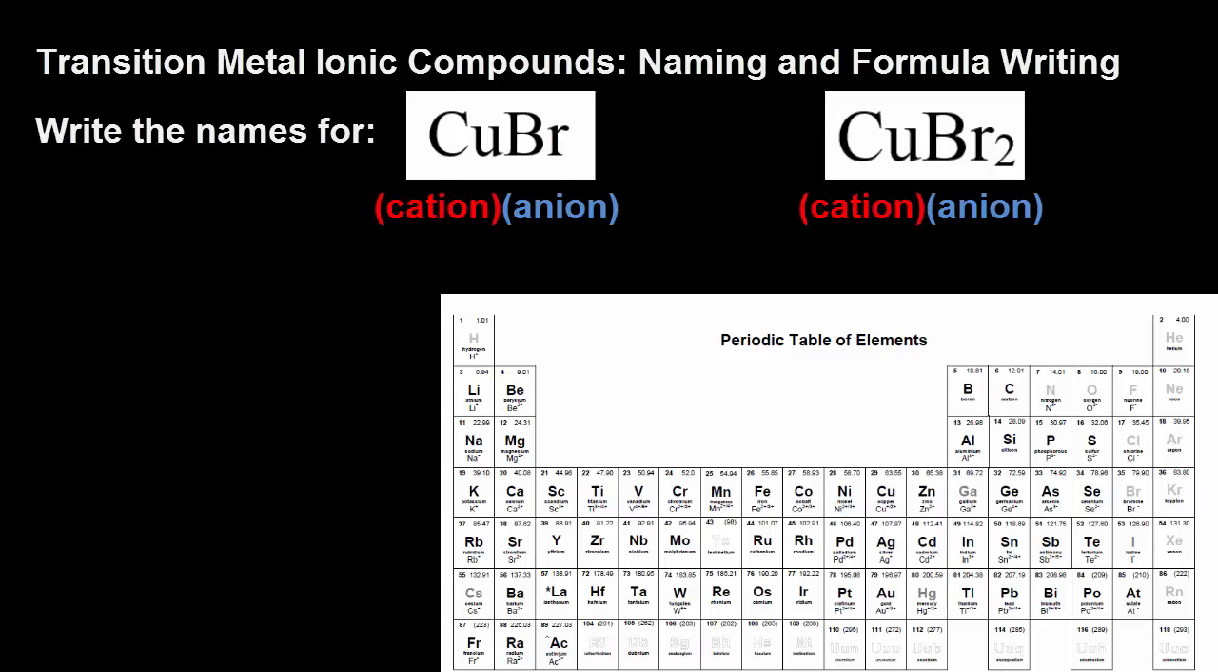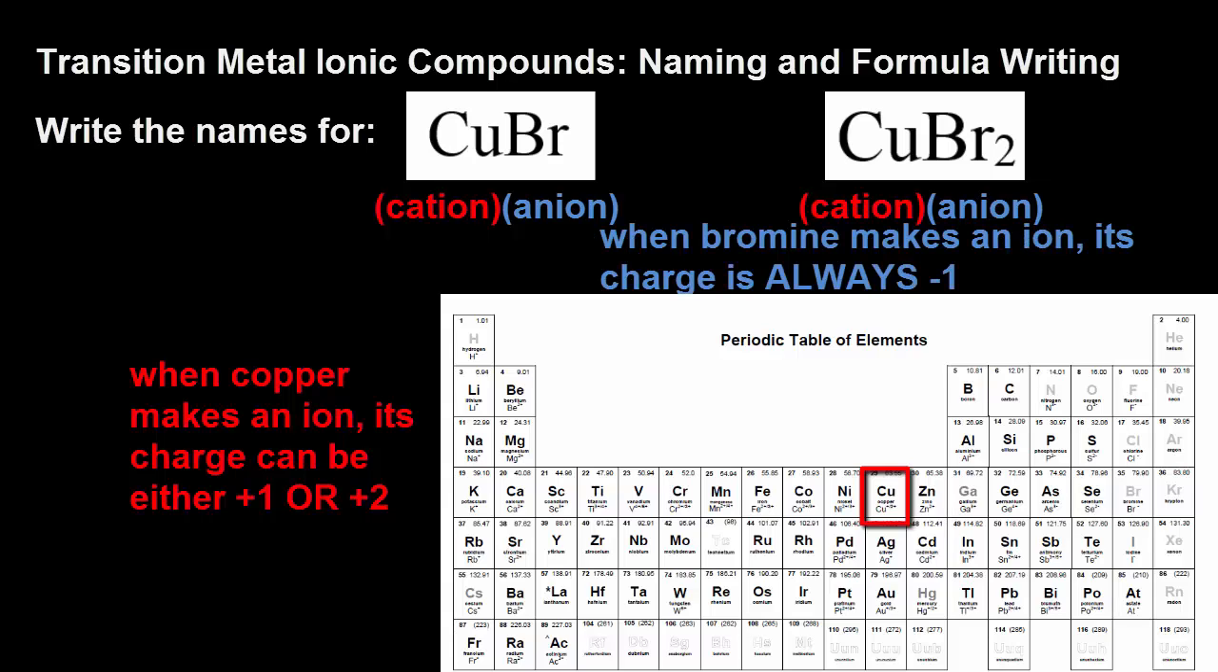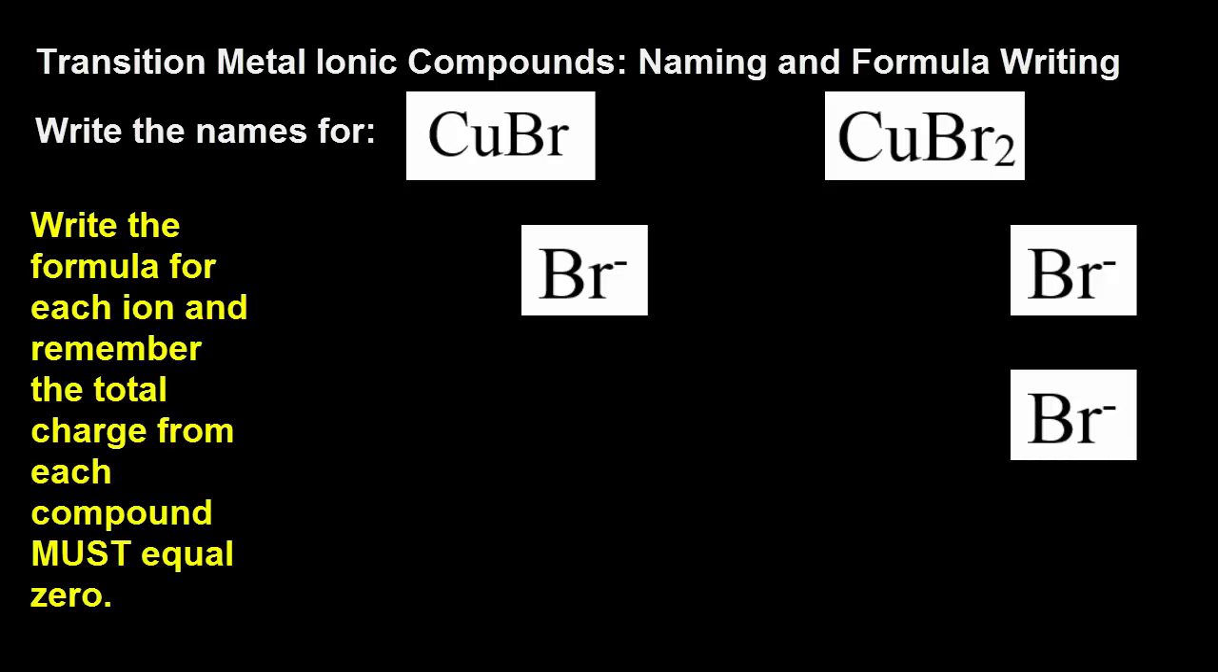Two compounds, CuBr and CuBr2. They follow the same cation-anion format that we're used to, and we notice that copper can be either 1 or 2 positive. We know that bromine, or the bromide ion as it's known, always makes a charge of -1. So remembering that when an ionic compound is formed, the charges must sum to 0, we can work backwards to determine which copper ion is present in which species.